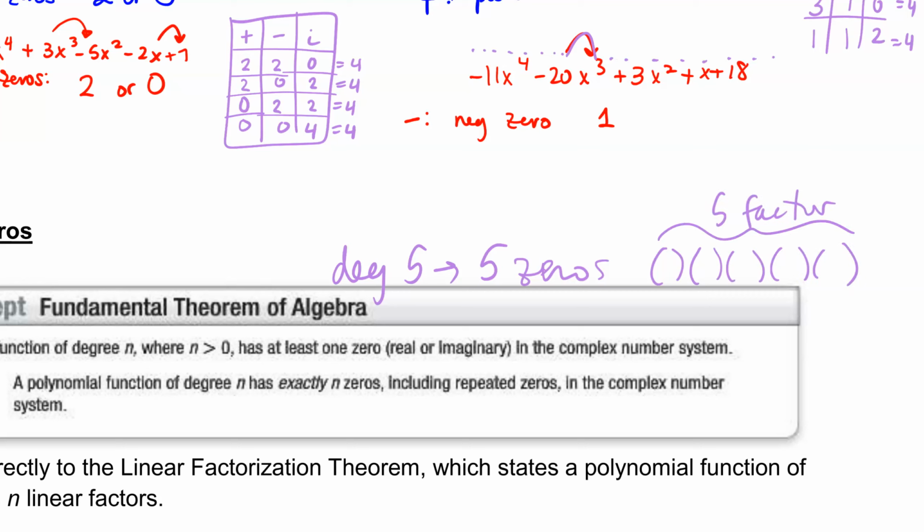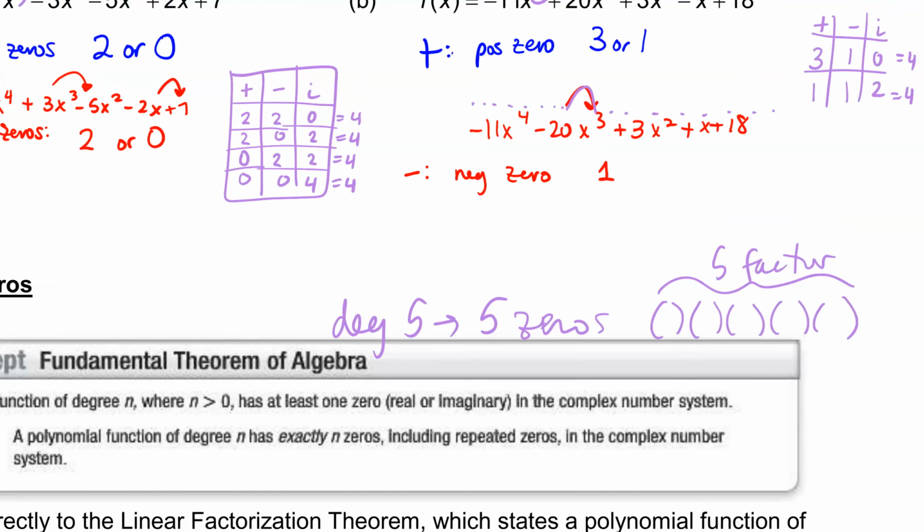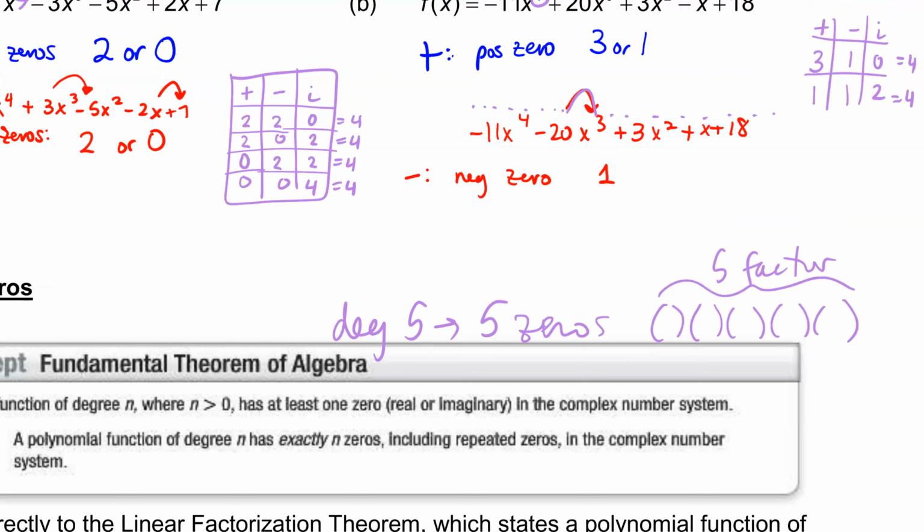Now, not all of my factors are going to be real. Some of them might be imaginary, right? Thank you, Descartes, telling us some of them might be imaginary. But I'll always have 5 factors. So that's the linear factorization theorem. You can write it as 5 factors, but some of your factors may be imaginary.